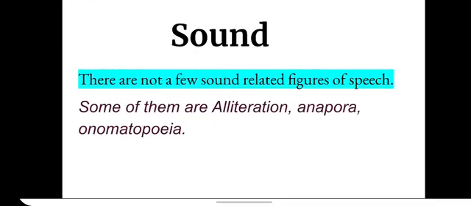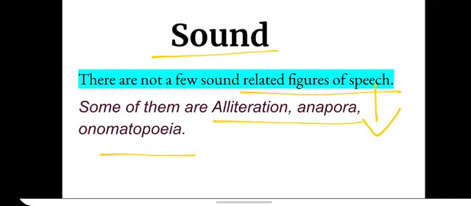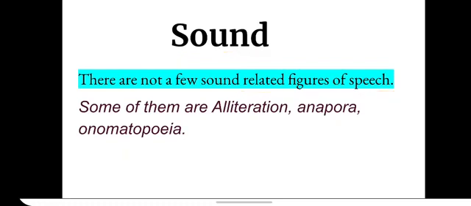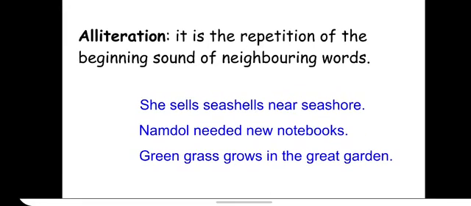Okay, now let's jump on to the second category called sound. Now we do have many sound related figures of speech. However, we will only discuss three, which I think normally come in our poems and in our stories. So the first one is called alliteration. Alliteration is very easy. It simply means the repetition of the beginning sound of neighboring words. So in a sentence, when the very beginning sound is repeating, we call that alliteration.